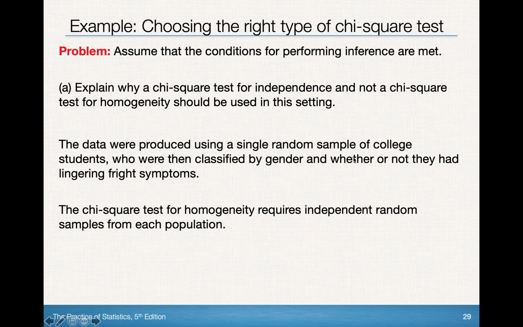This is a single random sample of college kids. Once I got the sample, I then classified them by gender, variable number 1, and whether or not they had lingering fright symptoms, variable number 2. So 2 variables, 1 population. The only way I can make this into a chi-squared test for homogeneity was if I took 2 random samples. If I took a sample of males and then a sample of females, now I have 2 populations, males and females. But because I took 1 single random sample of college students, I had 1 population, and that's why it's a chi-squared test for independence. That's the only difference between these 2 tests, is the way the samples are taken.